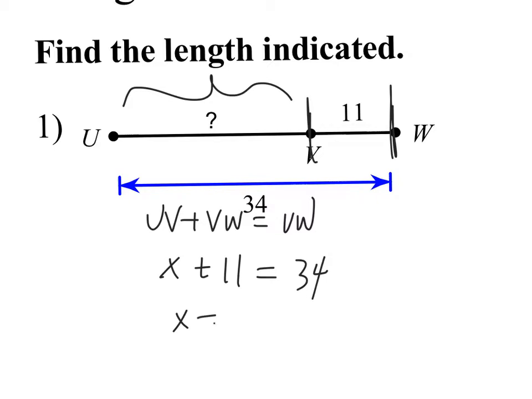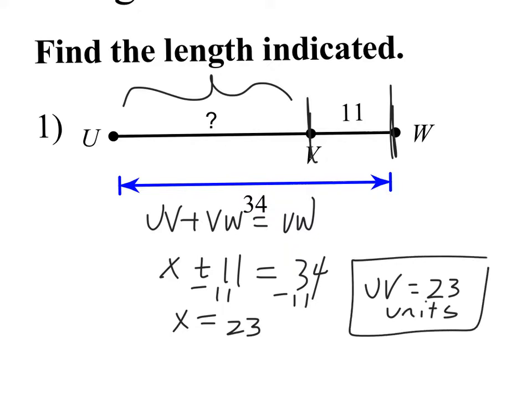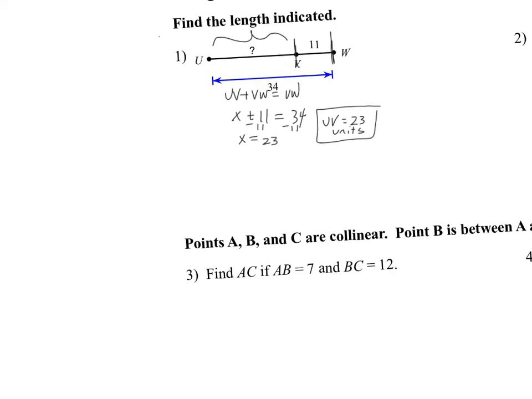Therefore, if we solve this equation, all right, we'd subtract 11 from both sides, we get 23. So that means UV is 23, and I know there's no units here, so we'll just say units long. All right, simple as that. That's the idea behind the segment addition postulate.